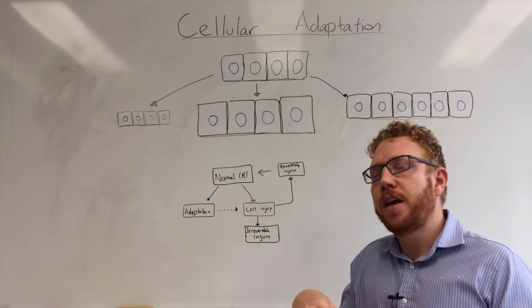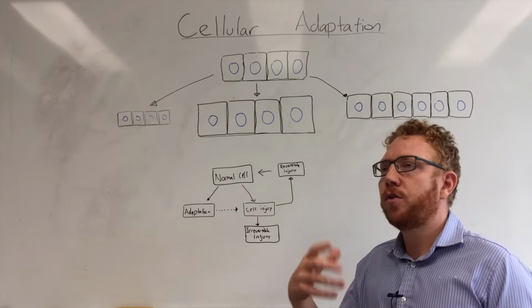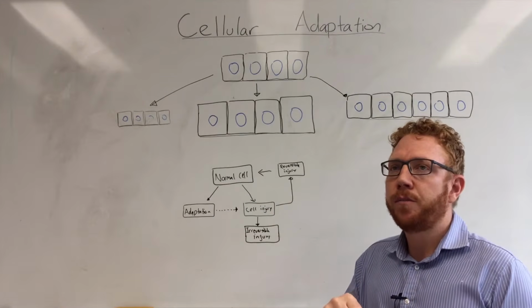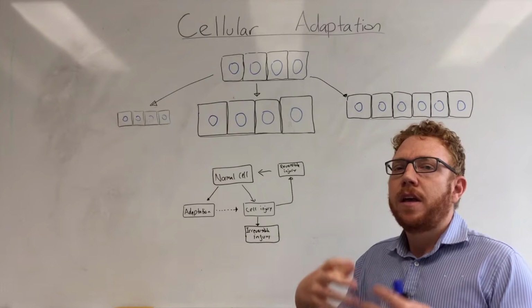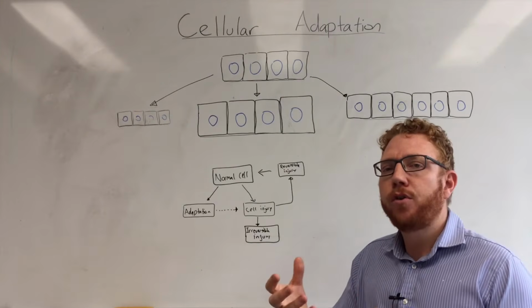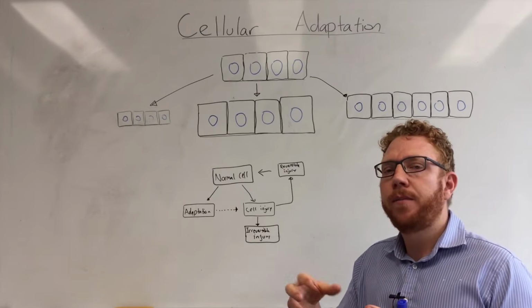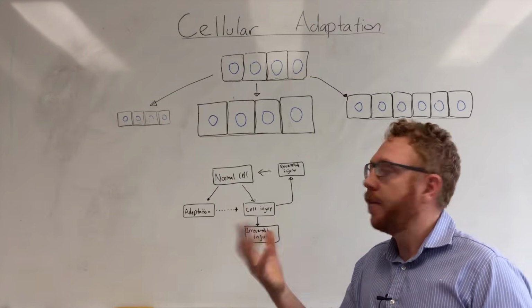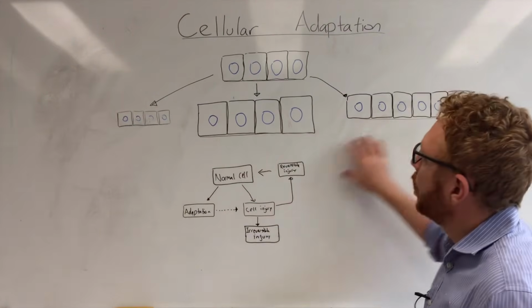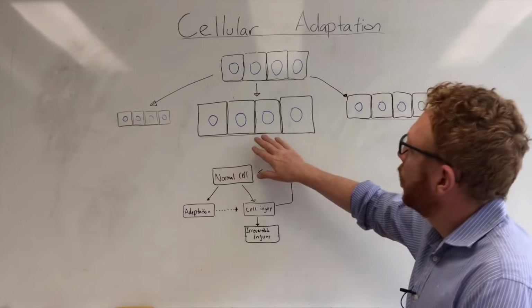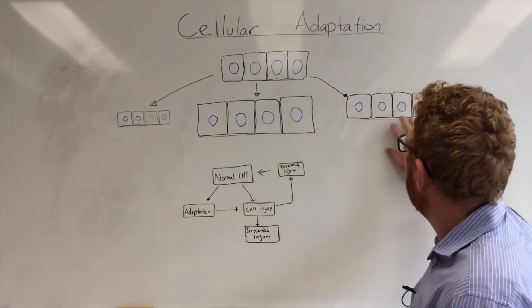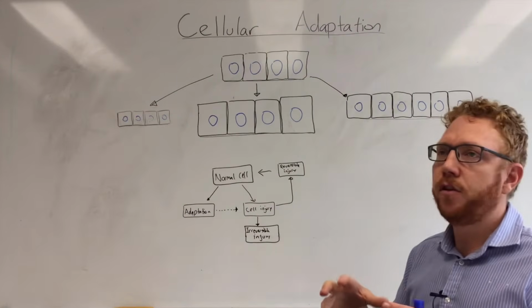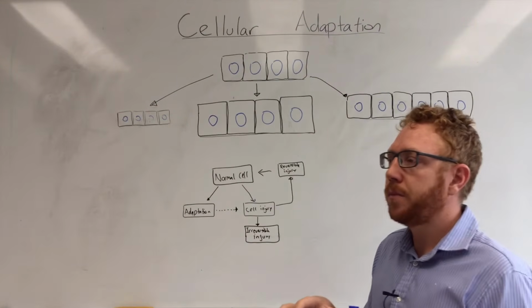So the cells can usually go through 4 or 5 main types of adaptation. These are known as atrophy, hypertrophy, hyperplasia, metaplasia, and dysplasia. Now, the first 3 I've drawn on the board. We've got atrophy here, we've got hypertrophy, and we've got hyperplasia. Now, I'm going to do that in a second, but there's a few points just to be aware of.